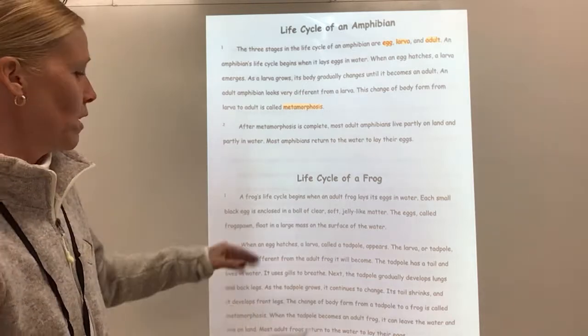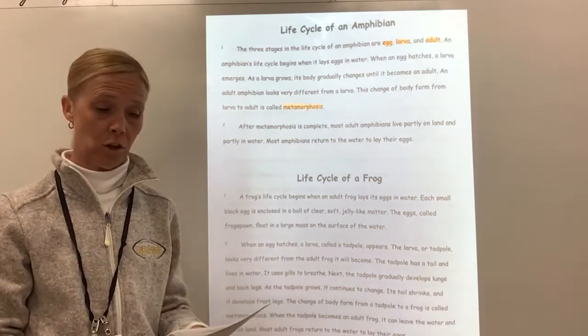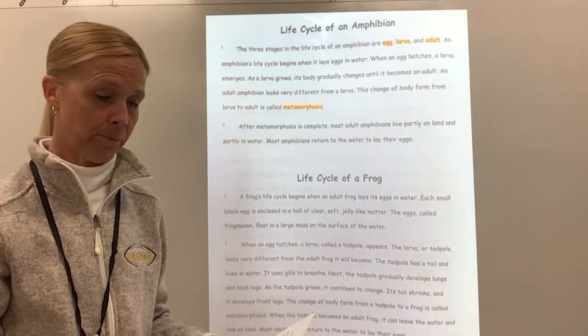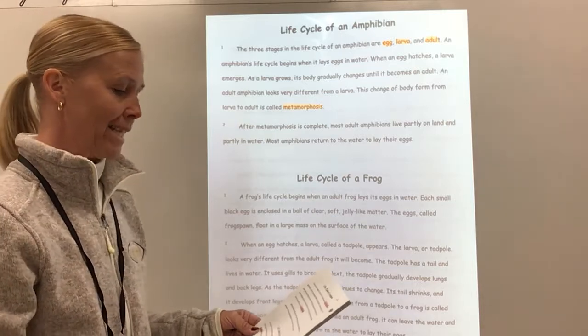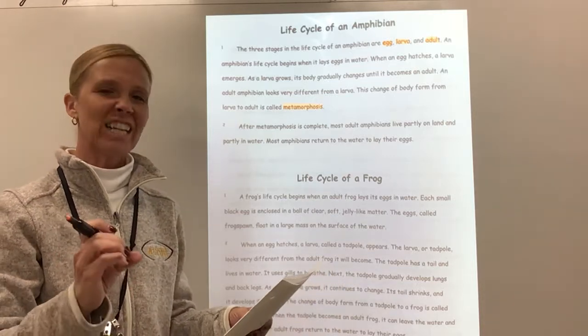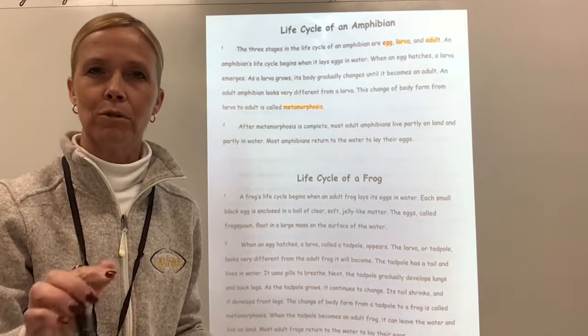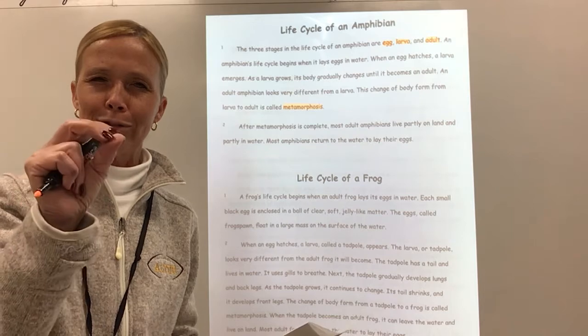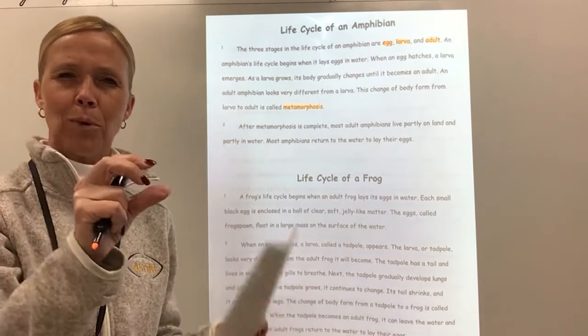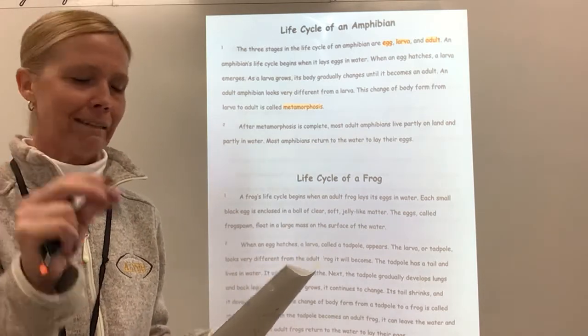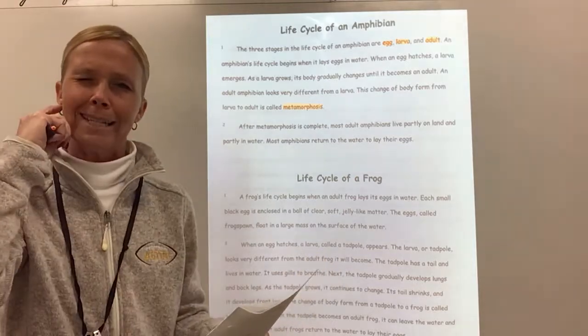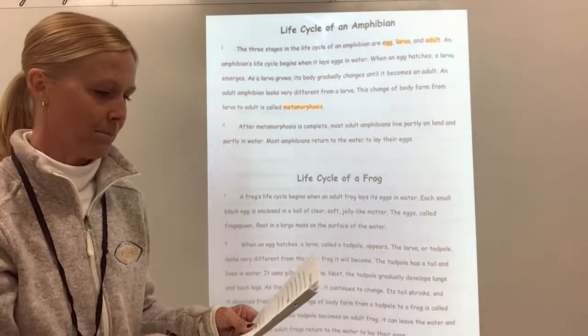It says, a frog's life cycle begins when an adult frog lays its eggs in water. Each small black egg is enclosed in a ball of clear, soft, jelly-like matter. It almost reminds me of those Orbeez, whatever those little gel-like things are. I know you put them in water and they turn into those jelly-like things. I know my kids had them when they were little, but that's what it reminds me of.